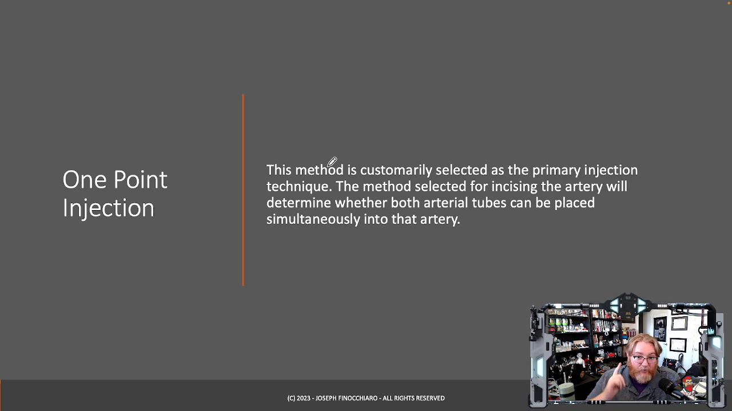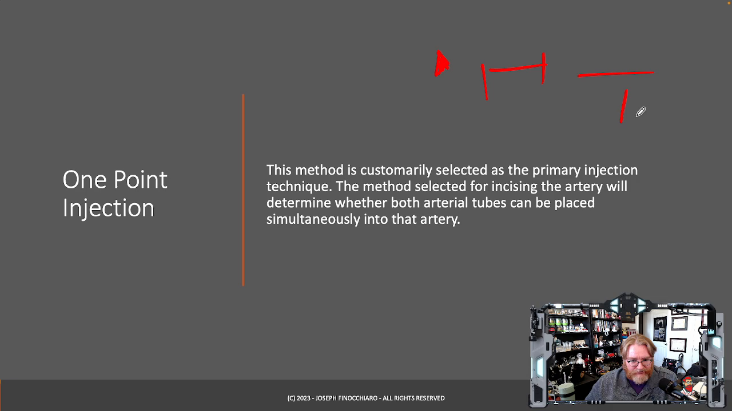and I only have one incision to have to worry about leakage from. The method selected for incising the artery will determine whether both arterial tubes can be placed simultaneously into that artery. So we're going back to the wedge cuts, whatever your favorite cut is going to be, whether it's the transverse, the parallel, etc. Me, personally, I did not, as a matter of habit, put both tubes in at the same exact time.